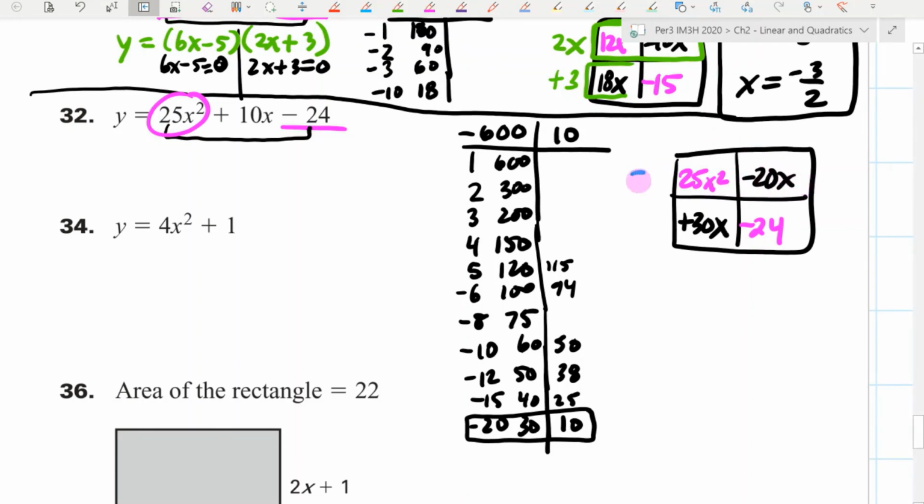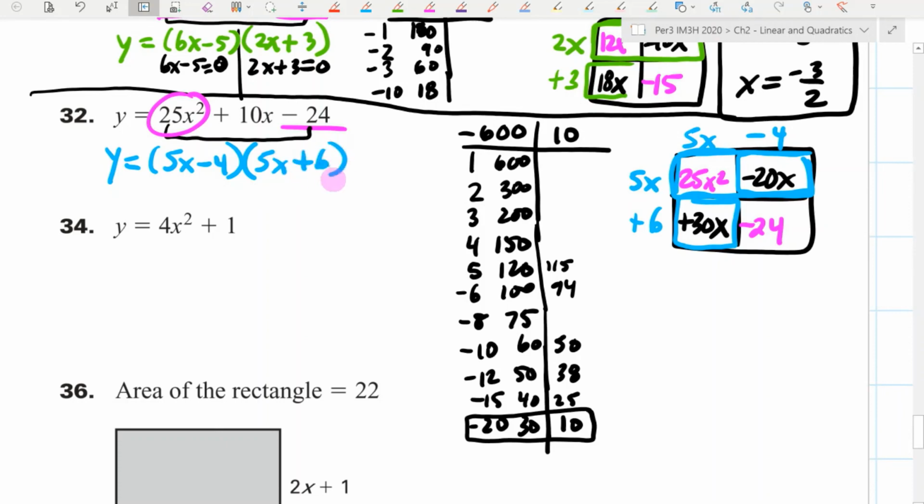So these two have a 5x in common because 5 goes into both of them. 5x times 5x gives you 25x squared, and 5x times minus 4 gives you 20x. The next part, 5x times what gives you 30x, and that would be a plus 6. So that gives me 5x minus 4, 5x plus 6, and you set them both equal to 0. This one would be 4/5, and this one would be negative 6/5.